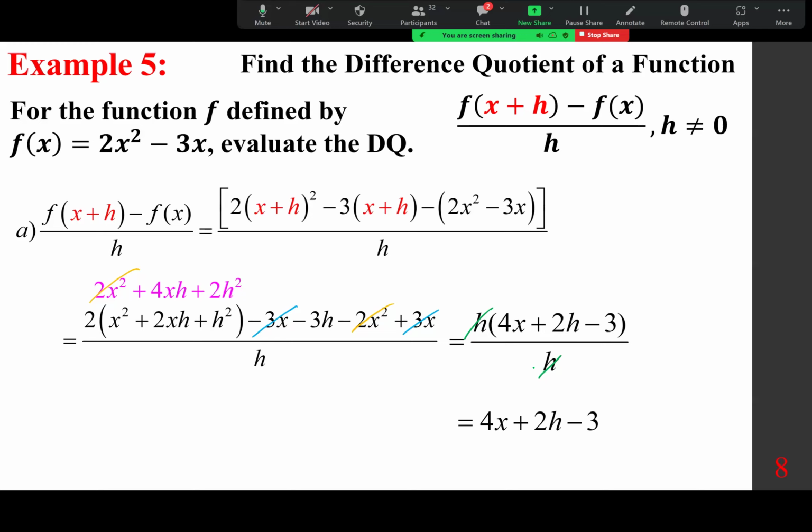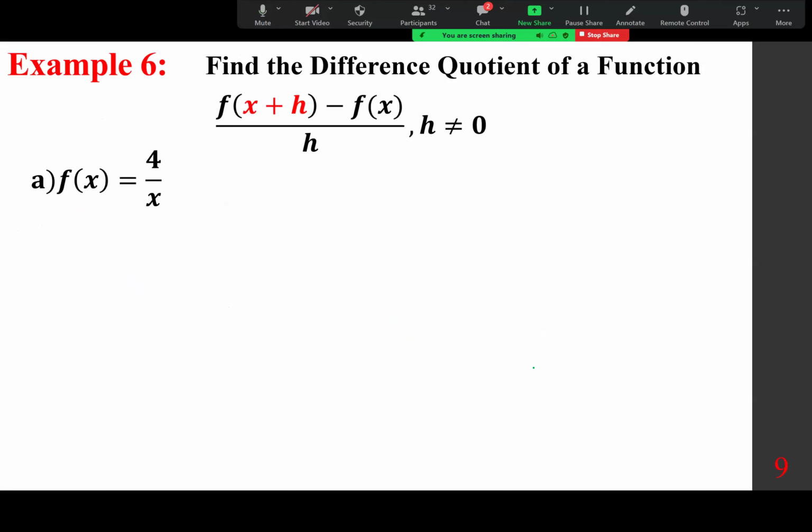So those are pretty straightforward. Let's look at finding the difference quotient of a function for something more interesting. For example, f of x is a fraction, 4 over x, a rational function. So let's see what the technique is. You want to evaluate this. F of x plus h becomes 4 over x plus h. This one just repeated over h.